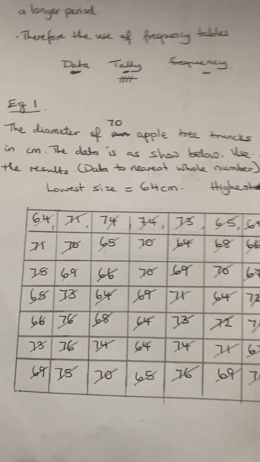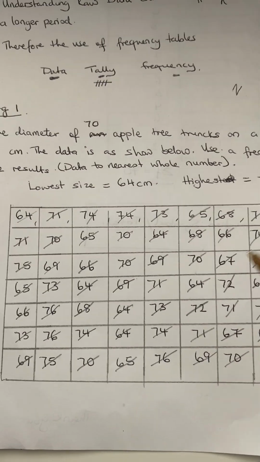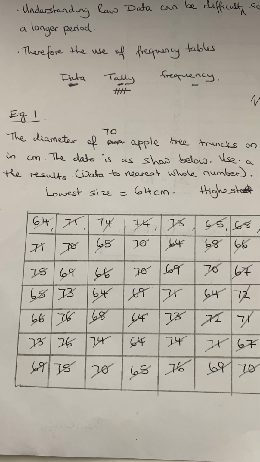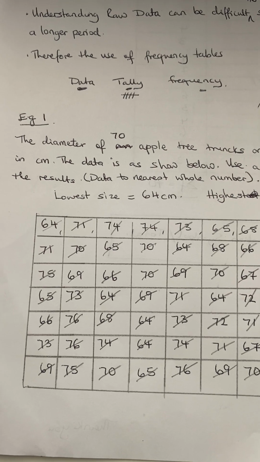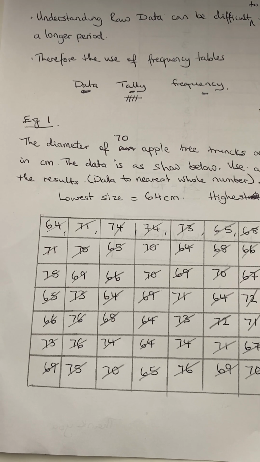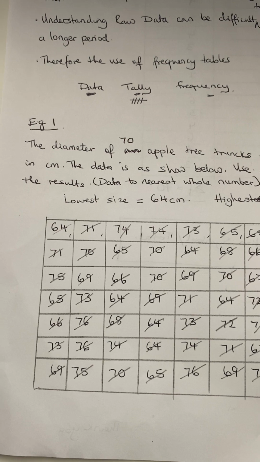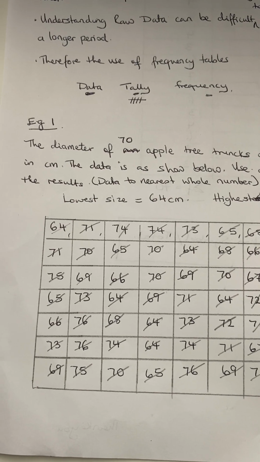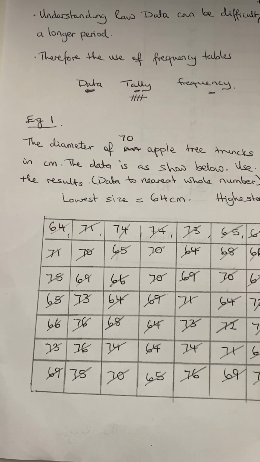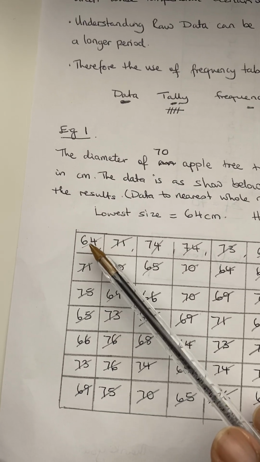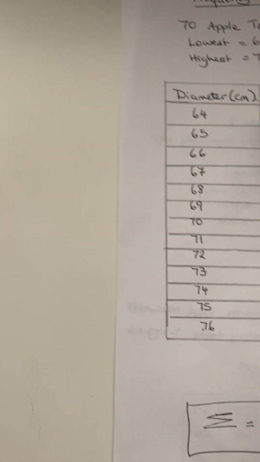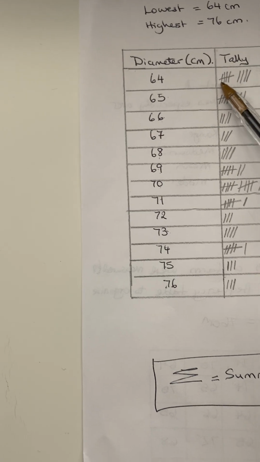Now the tally, you have to be very careful, otherwise when you finish and it's not up to 70, you will have to go back and check where you missed, and it will be a very painful exercise. So you should stick to one strategy. You can look at the number 64, cross it out, and then give it a stroke.